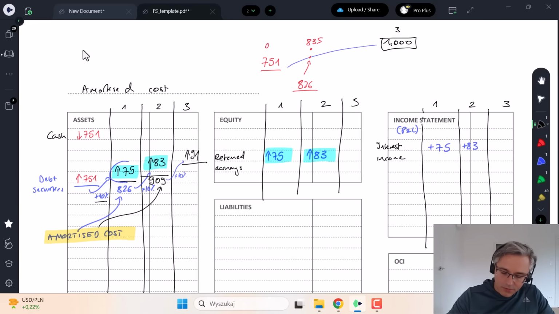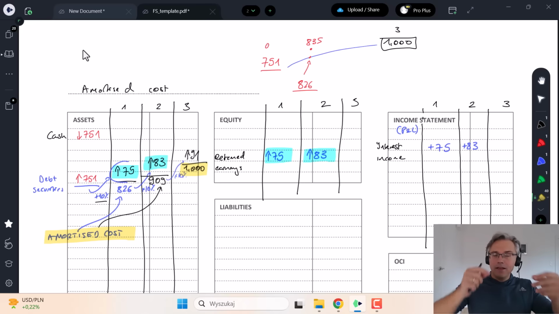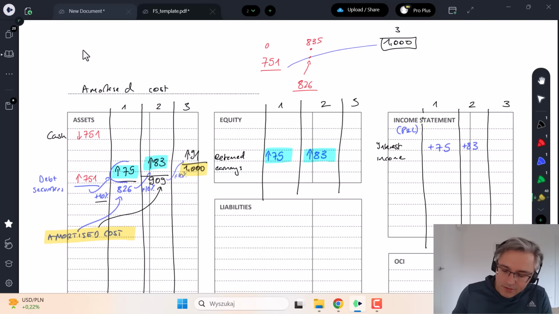909 plus 91, don't need a calculator for that, gets us to 1,000. And in just a moment's time, somebody should pay you 1,000. You should get 1,000 from the issuer. Cash goes up, and then the value of the asset goes down because the asset gets recognized once you get the payment. You no longer have any rights associated with it.